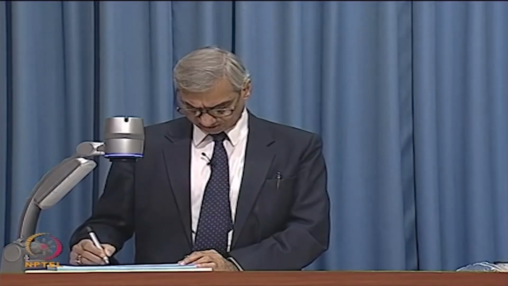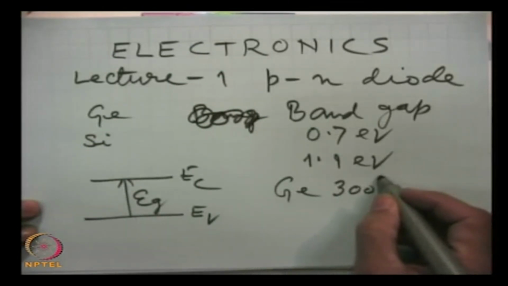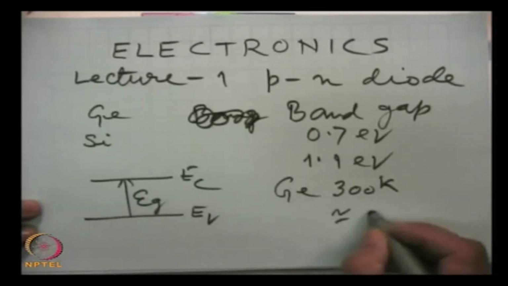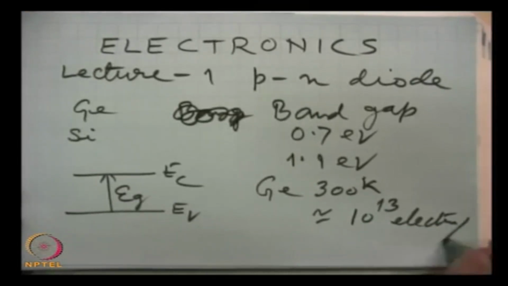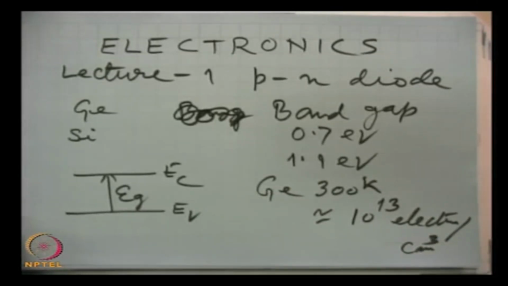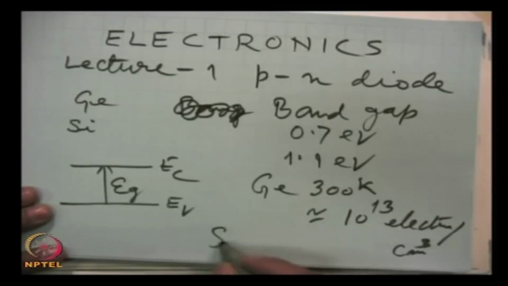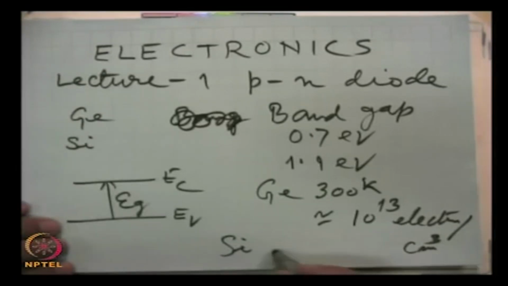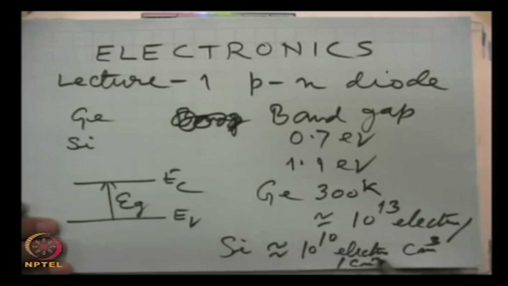And this is actually the carrier concentration in germanium at room temperature, 300 degrees Kelvin, around 10 to the power 13 electrons per cubic centimeter, while in silicon, because it has a band gap of 1.1 electron volt, this concentration is around 10 to the power 10 electrons per cubic centimeter.